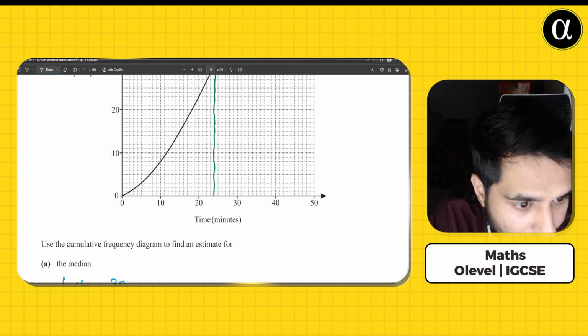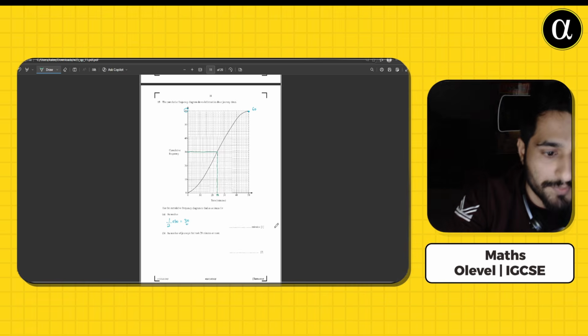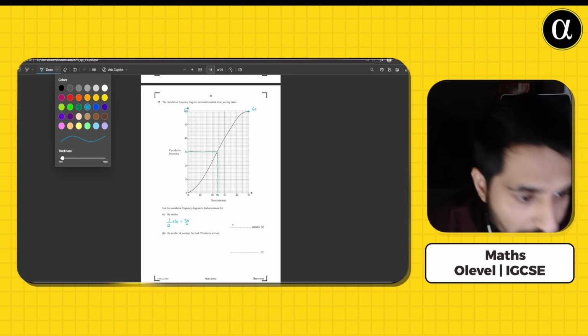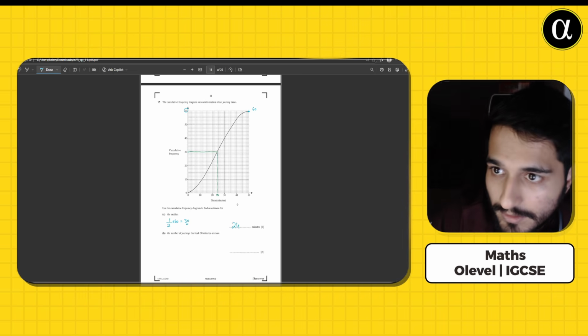A line like this, and this is going to be 24. Right? So the answer for this part is going to be 24. Please keep in mind, for medians, we are supposed to answer from the x-axis. Same goes for upper quartiles, lower quartiles, and interquartile ranges.